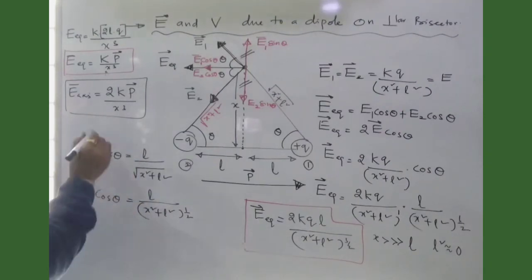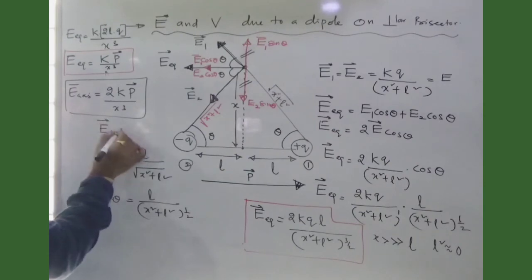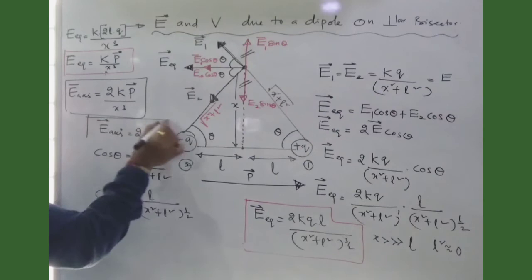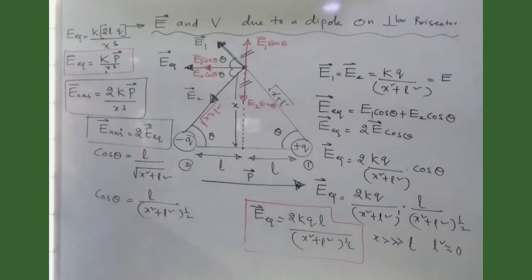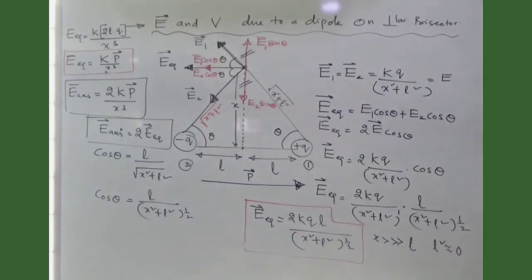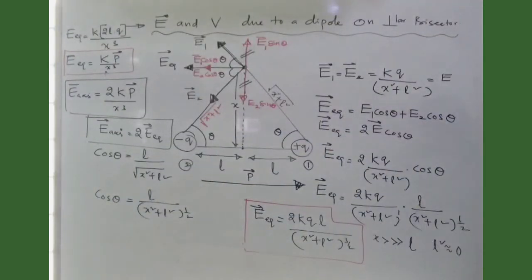If you compare, E axial is 2 times E equatorial. This is a very standard relation: E axial is 2 times E equatorial. Clear? Yes. Just check it out, all of you. Take screenshots. Done. On the equatorial line, E axial is equal to 2 times E equatorial.